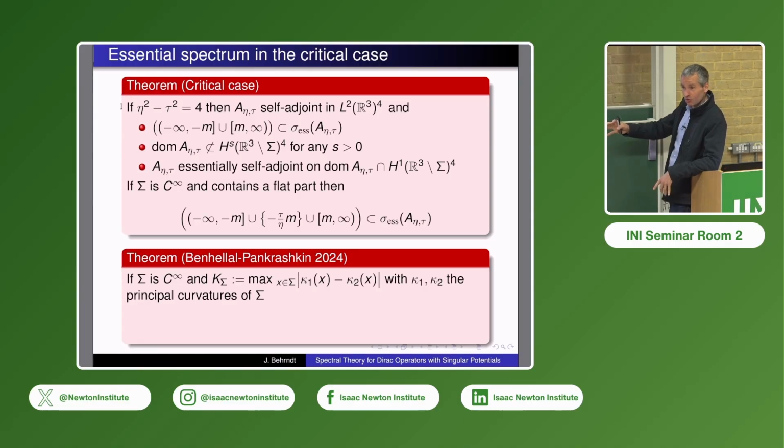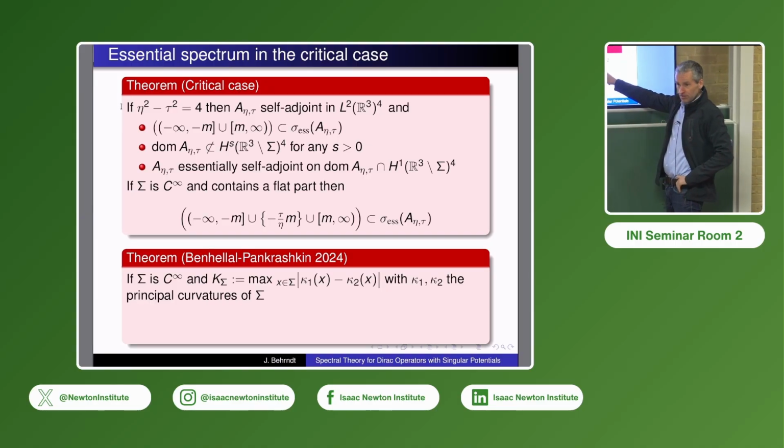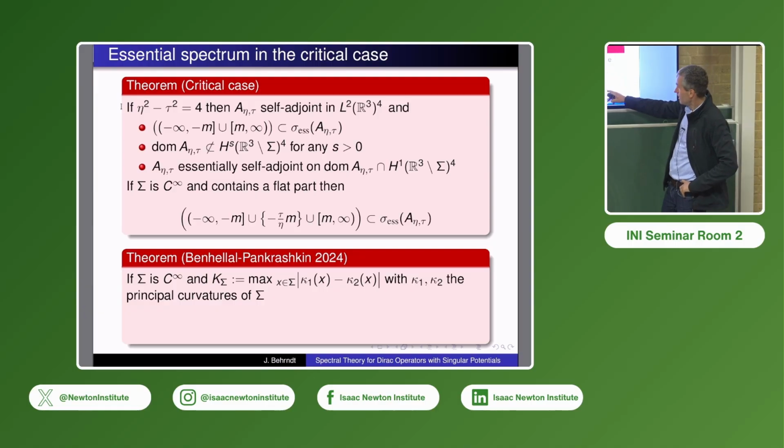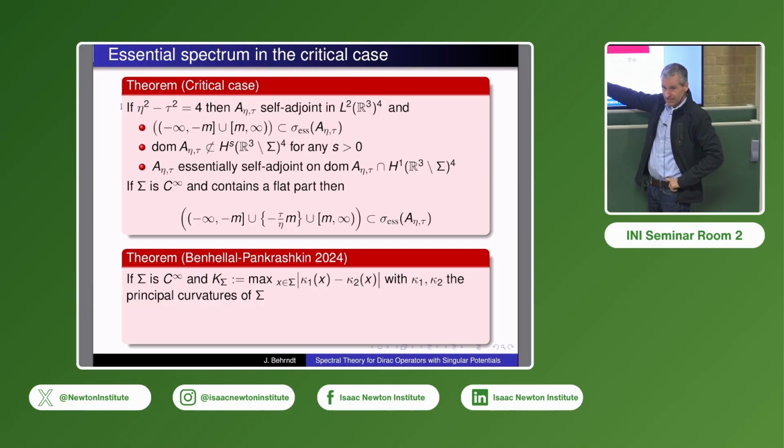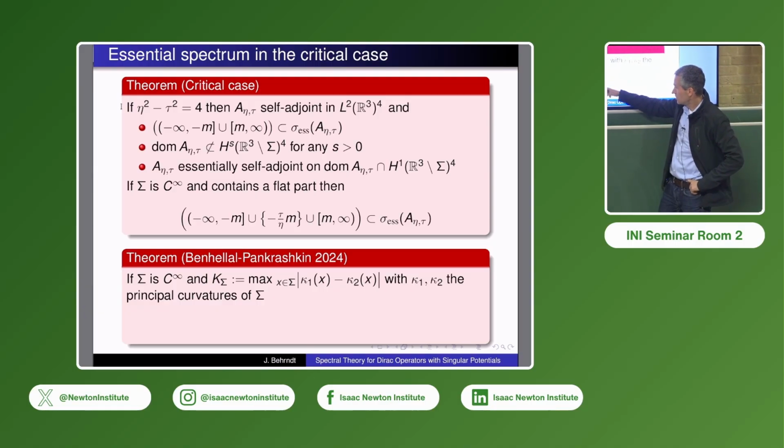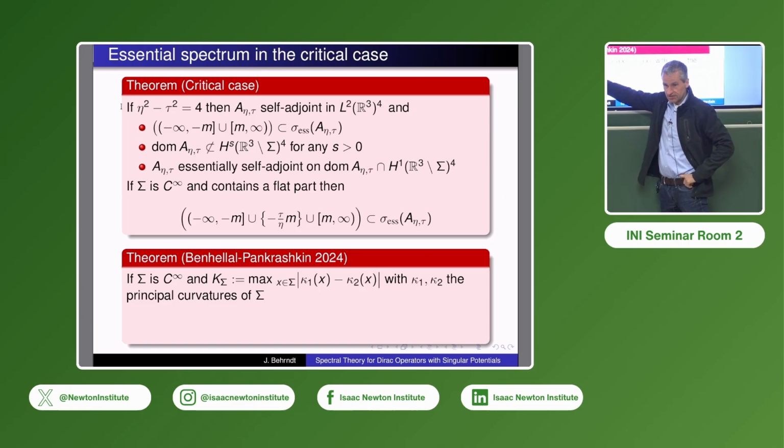Now comes the geometry part. So now wake up. What do they do? Suppose your surface is C infinity. Let kappa 1 and kappa 2 be the principal curvatures. And then they take the maximum of the difference. This gives you a non-negative quantity, k sigma.